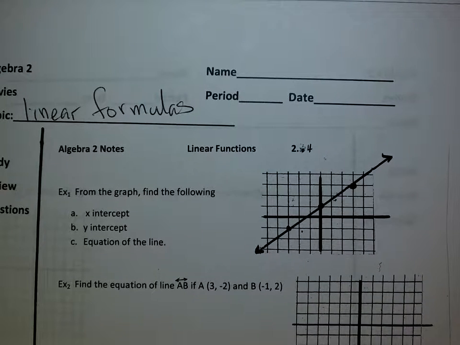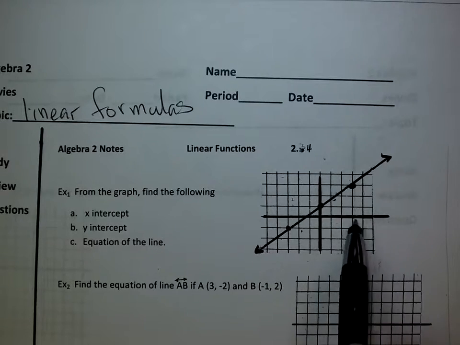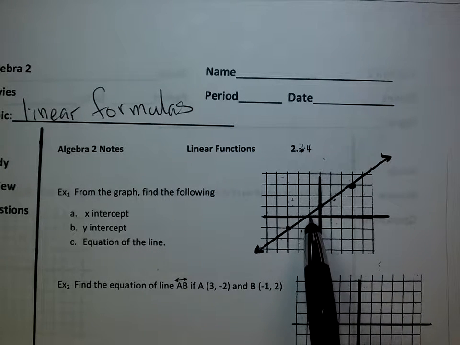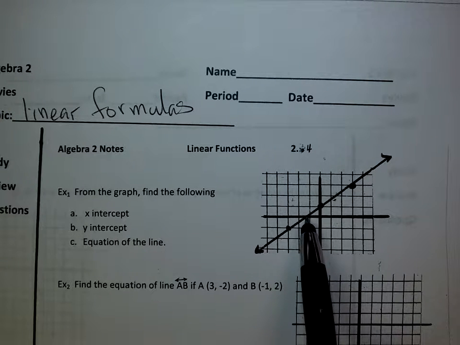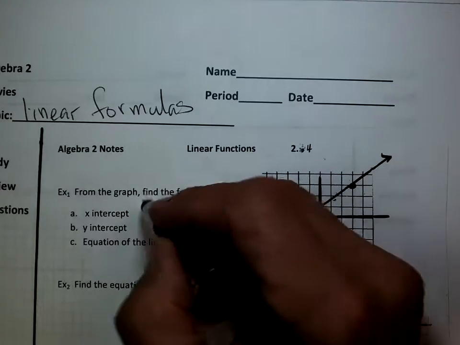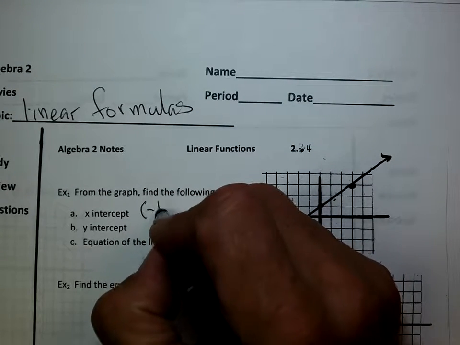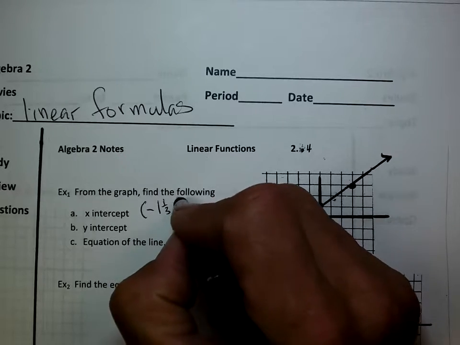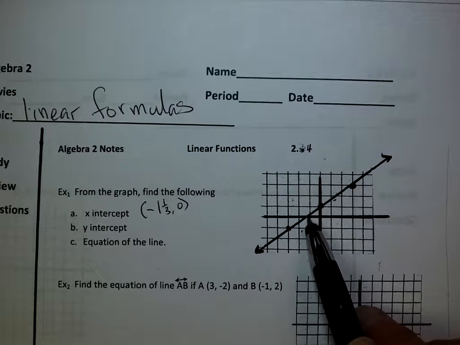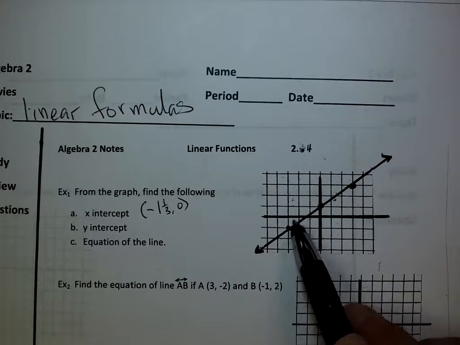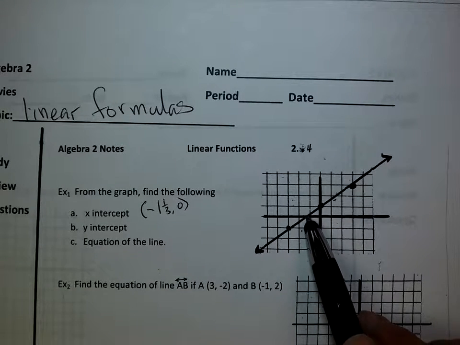Example 1. From the graph, find the following. The x-intercept. Well, let's check it out. The x-intercept is right where it crosses the x-axis, right? If it's up 2 over 3, it looks like it's about -1 1/3. In fact, that's exactly what it is. So the x-intercept is really at -1 1/3, 0. See how it crosses right about there, and it is a third because I'm going up 2 over 3, but it's got to be right there.